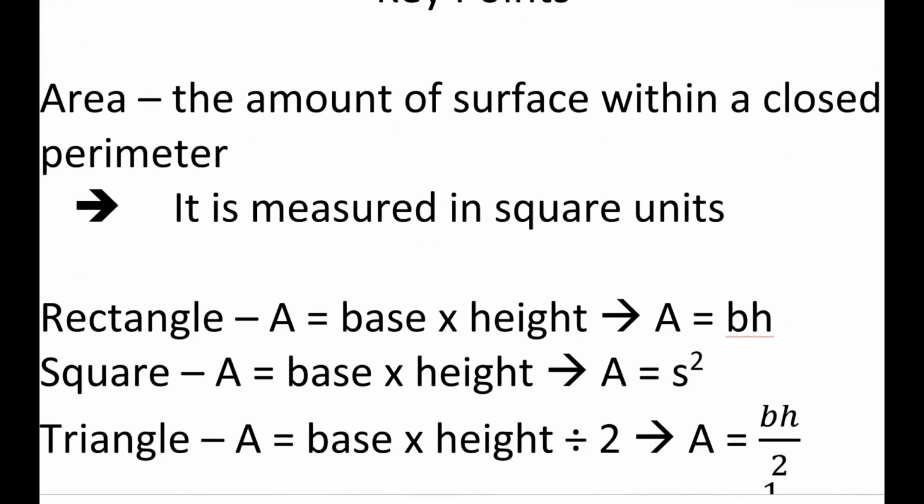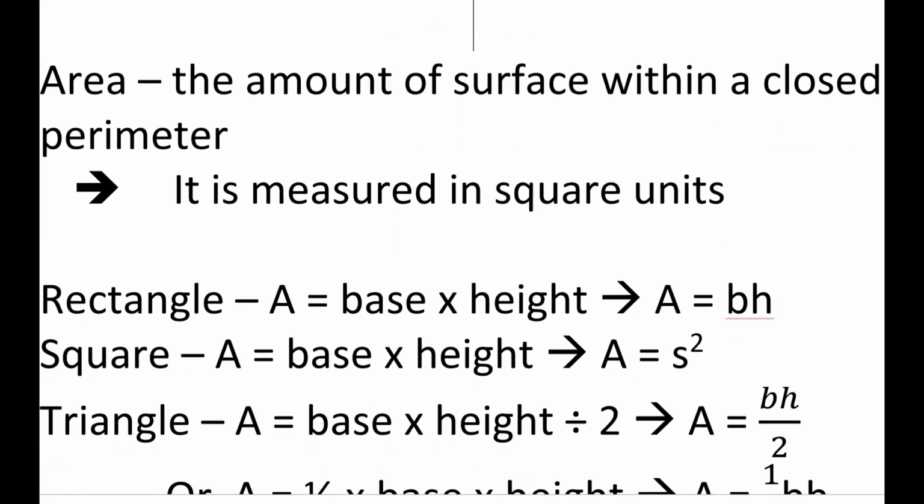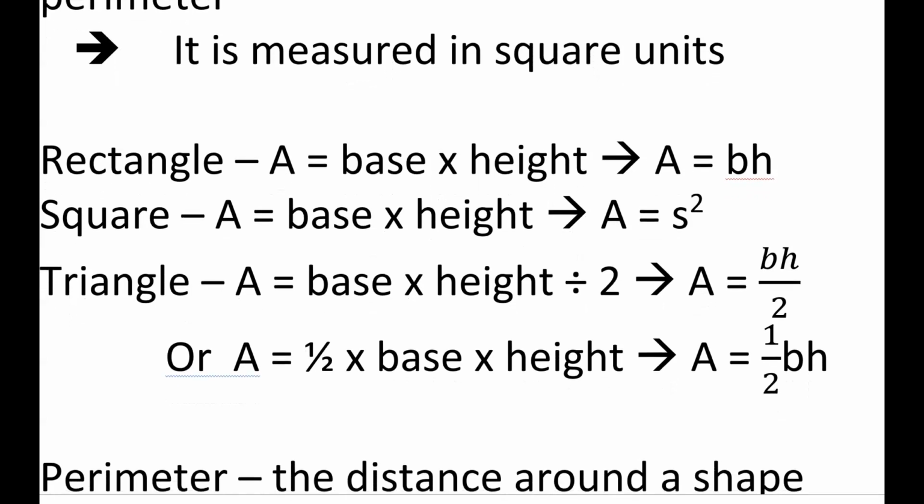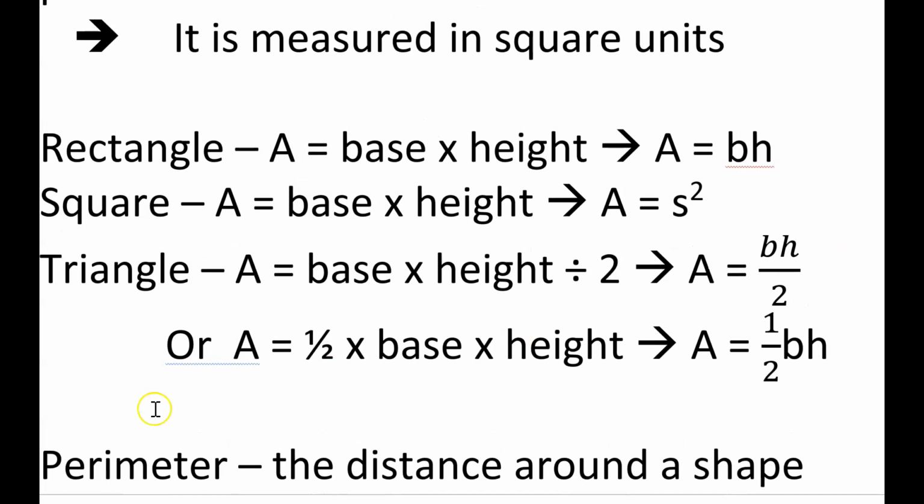So if you wanted to get a sheet of paper out right now, copy down this area definition, these rectangle, square, and triangle formulas. Notice triangle has two formulas, and then this perimeter definition. That's going to be super helpful for when you do your iReady. And then let's go over to show you what iReady looks like.